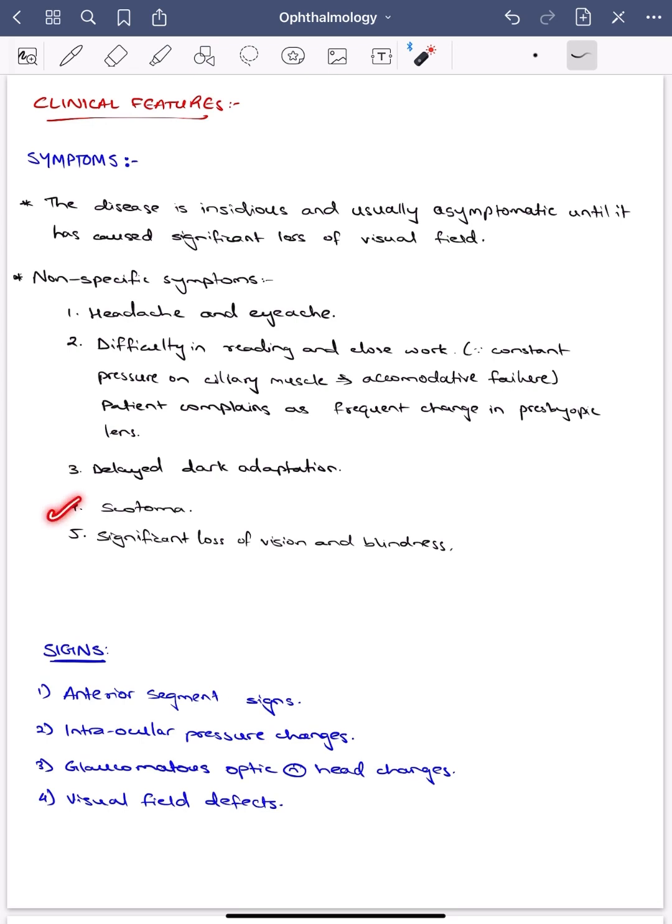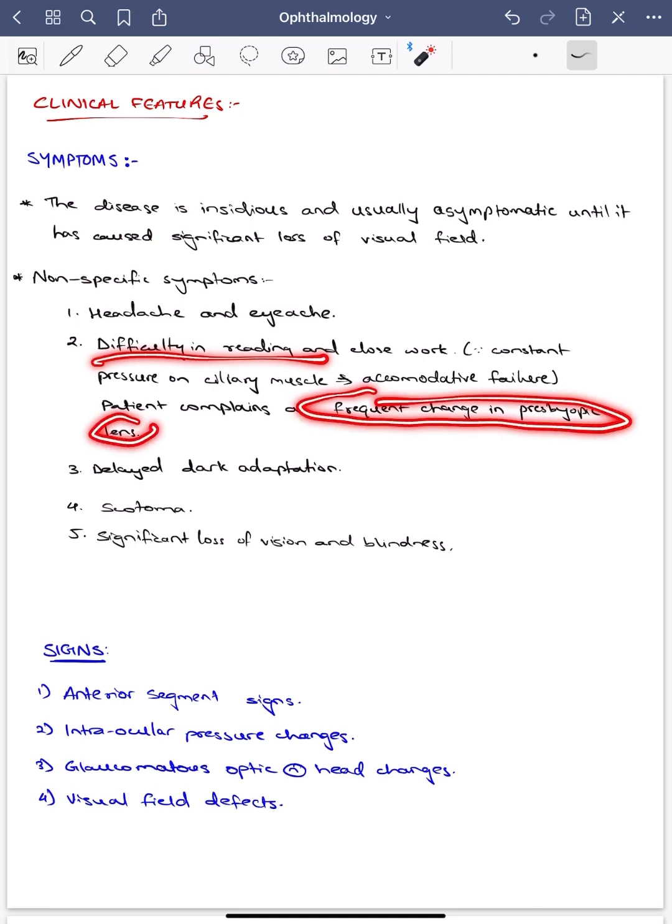The fourth is scotoma, which is a visual field defect, which we'll discuss later on in this video. And if the patient comes at a very late stage, then there can be significant loss of vision and blindness. So these are the symptoms. Usually it is asymptomatic. The associated non-specific symptoms include headache and eye ache, difficulty in reading, and frequent change in presbyopic lens.